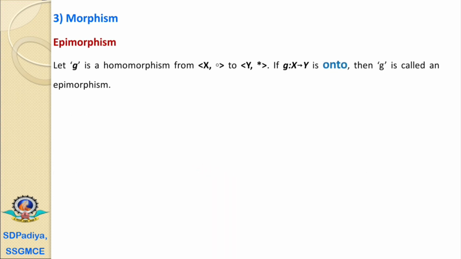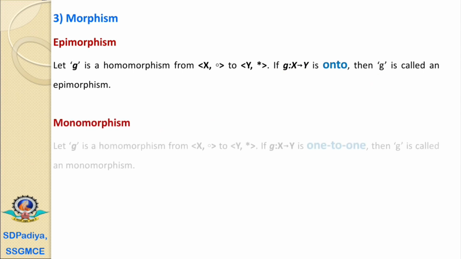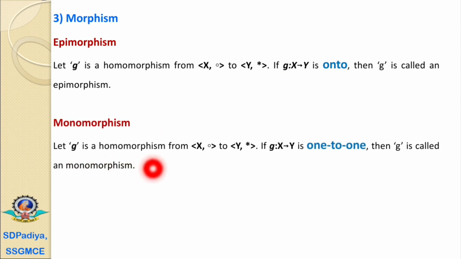Now the second is epimorphism. Let the mapping G be a homomorphism from the algebraic system X to the algebraic system Y. If the mapping G from X to Y is onto, then this mapping G is called the epimorphism. Let the mapping G be a homomorphism from the algebraic system X to the algebraic system Y. If the mapping G from X to Y is one to one, then this mapping G is called a monomorphism.